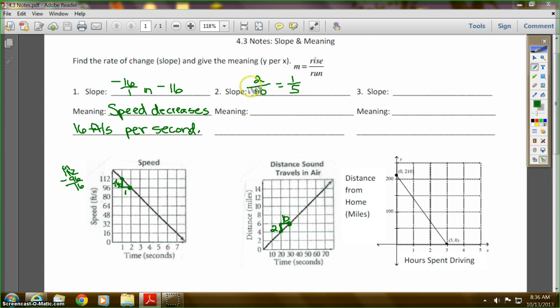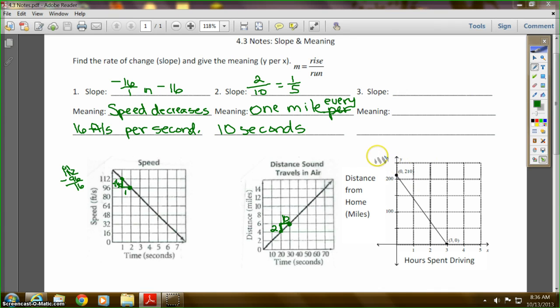So the meaning, I'm going up 1 mile, that's my 1 here and my y variable here, per 10 seconds. I'm going 1 mile per 10 seconds. It might make more sense to use every 10 seconds instead of per, and that's also fine. 1 mile every 10 seconds. So that means that the distance sound travels in air goes 1 mile every 10 seconds.